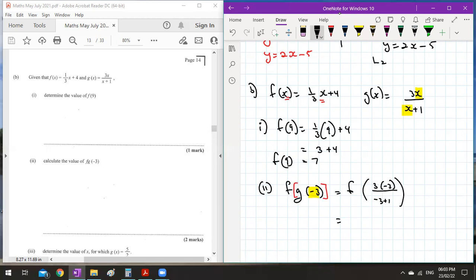which we could simplify a little bit before we substitute it into the f function. So 3 by negative 3 is negative 9. Negative 3 plus 1 is negative 2. So we could say this is the same as 9 over 2, because a negative divided by a negative is positive. And now we're going to substitute 9 over 2 into the f function. So we have the f function being 1/3 of 9 over 2 plus 4.